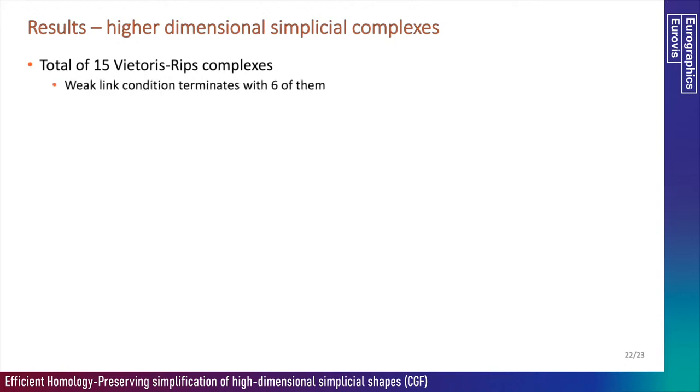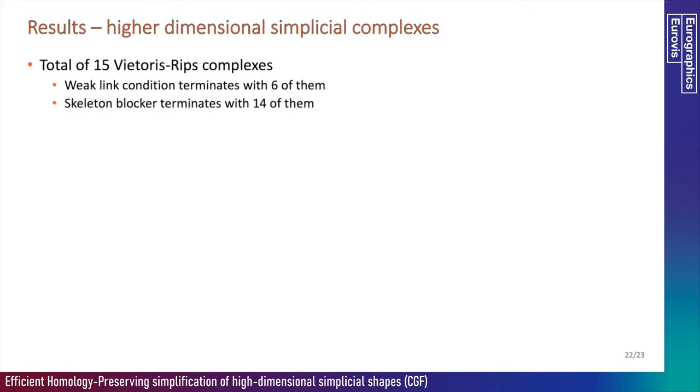So the first issue that we encounter here is that with so many simplices arising, the weak link condition starts not performing well. In practice, it goes out of memory with most of the data sets and is capable of running only with 6 of them. The skeleton blocker performs much better and is capable of running correctly with 14 of these data sets. In our case, we have no issue and our approach is able to terminate with all the complexes considered.